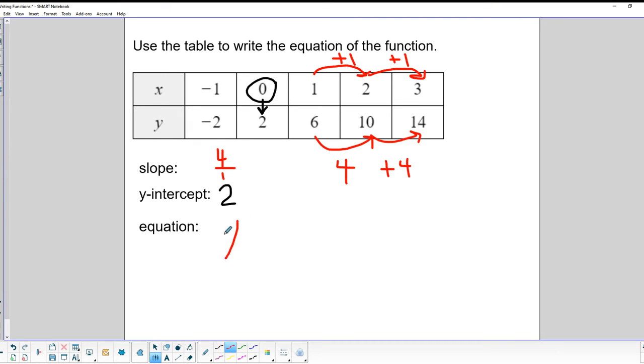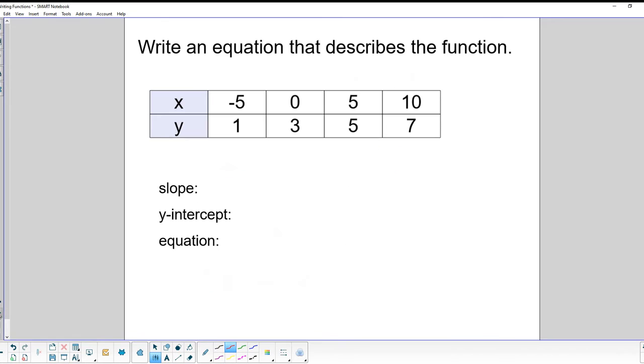So the equation then would be y equals 4x plus 2, or if we write it in function form, f of x equals 4x plus 2. So that's not too bad either, is it? Let's try 1 or 2 more of those.